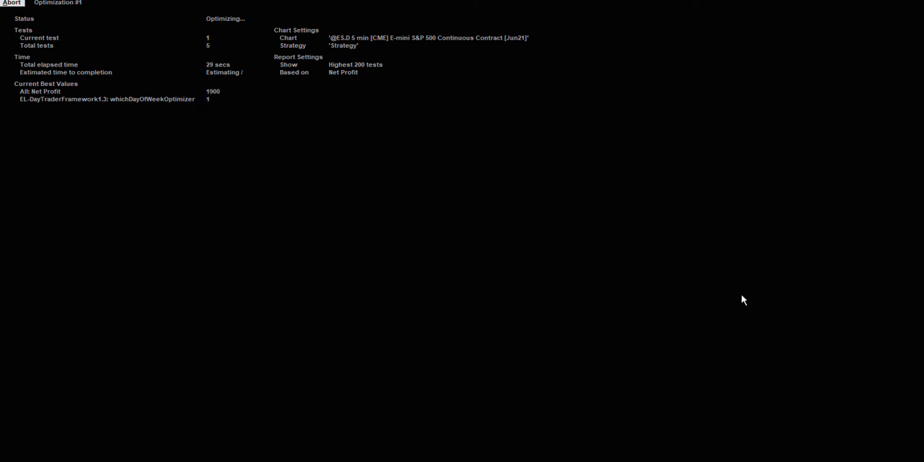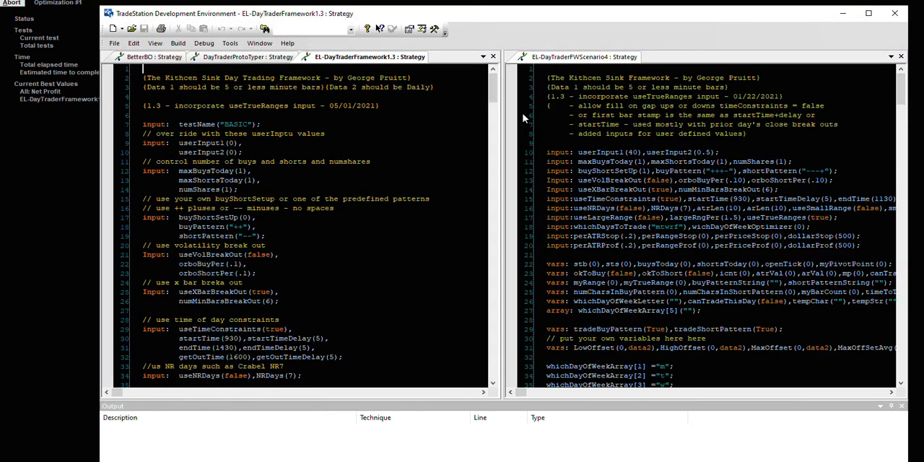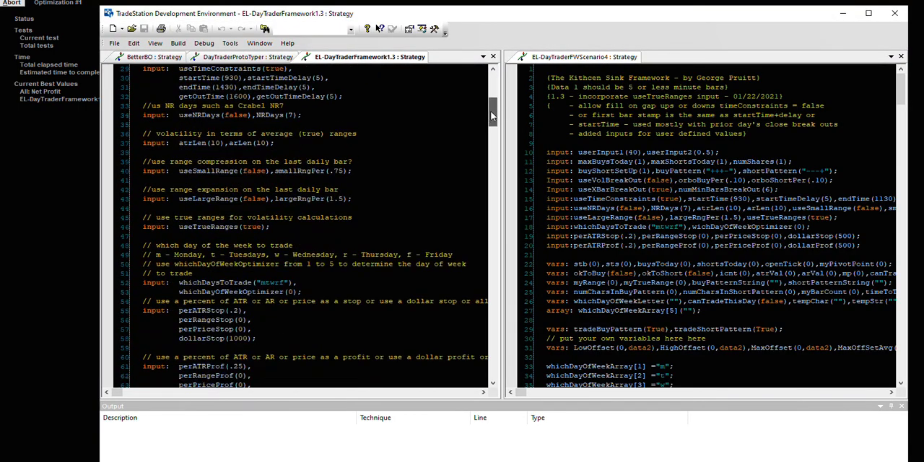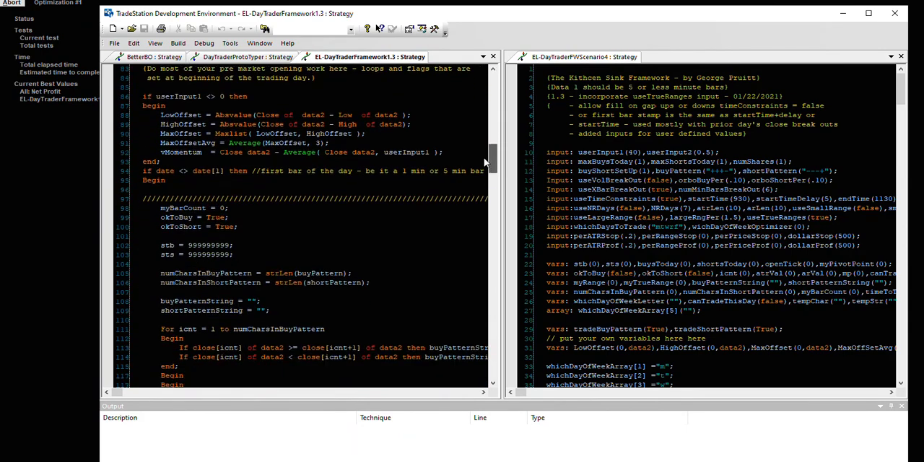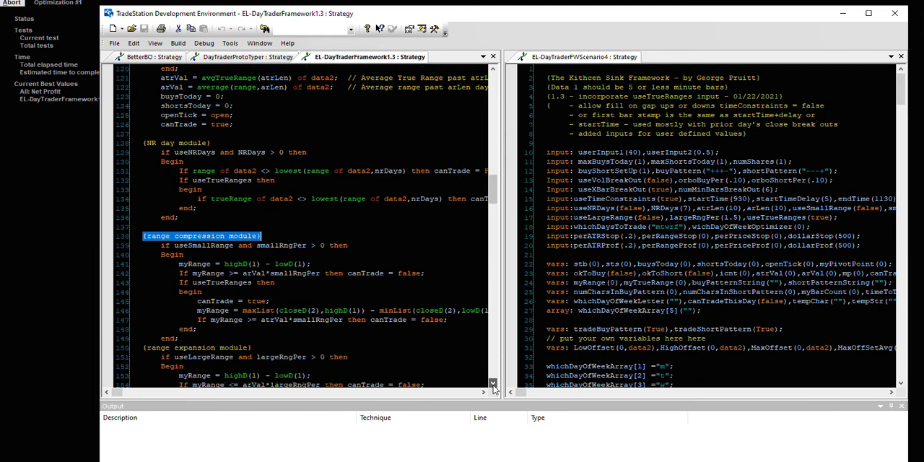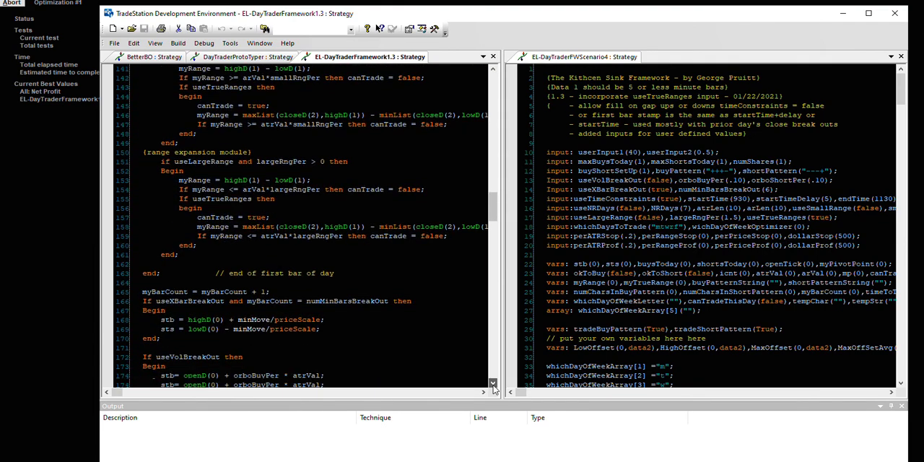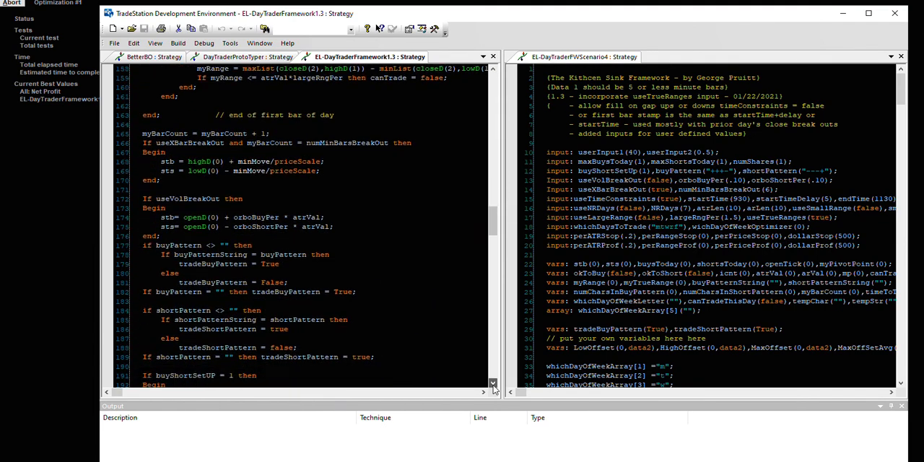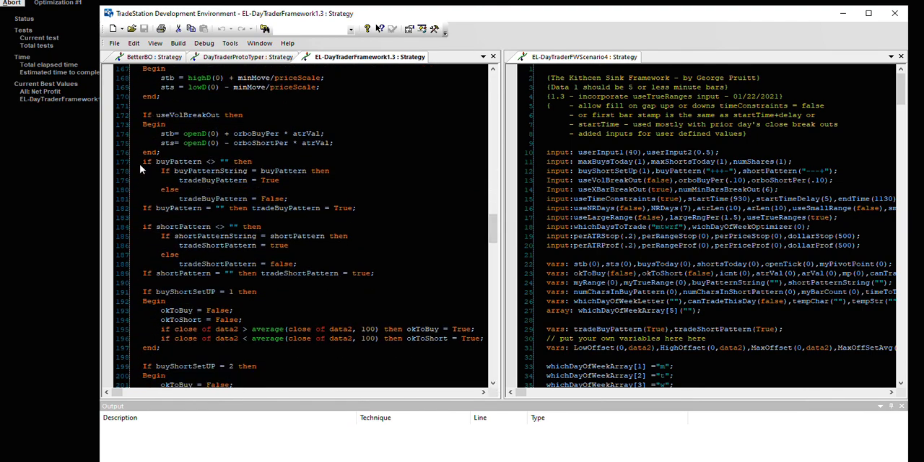While that's optimizing, which hopefully won't take but a couple more seconds, I'll give you a little snapshot of the source code. Here's all the inputs, and here's all the if-then constructs. If you're using the day module, the range compression module, that's turned on, use that. There's your source code for that. Range expansion, you have all kinds of volatility breakouts. Here's a buy pattern. If there's something in there, then you have to make sure it matches. Then trade pattern is true or it's false. All that's in there.